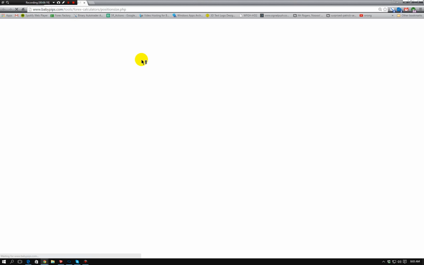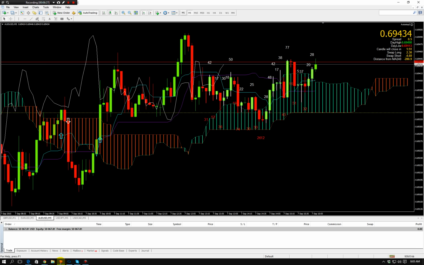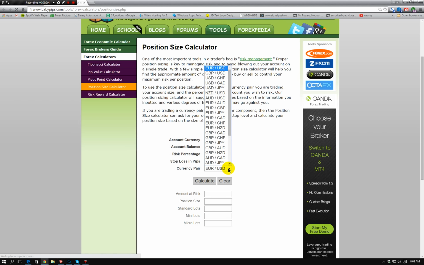So next we need to figure out, we know what our take profit is, we know what our stop loss is. We are on which pair? I don't even know anymore. AUD USD. So let's go to AUD USD.